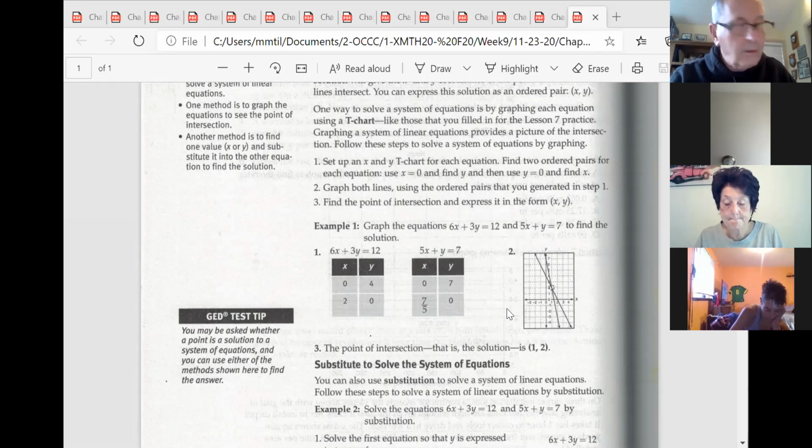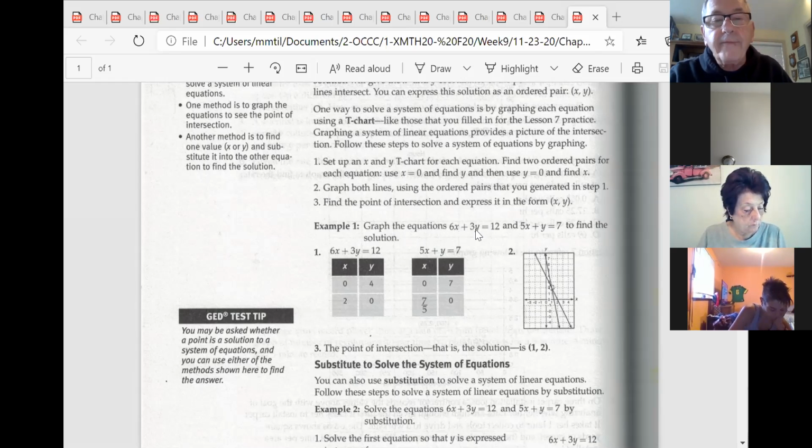Well, what you do, okay, let me make this a little more. 5x plus y is equal to 7. Okay, look at these equations up here. Graph the equation and find the solution. So what they're doing is just showing you how to graph it first, and then looking at where it intersects. So I'm just going to show you this using Desmos, which is what I like to use.